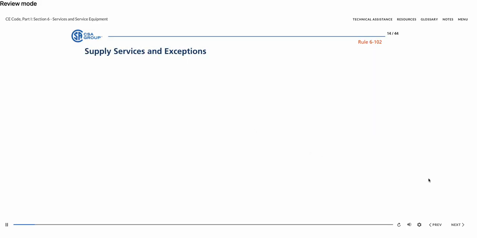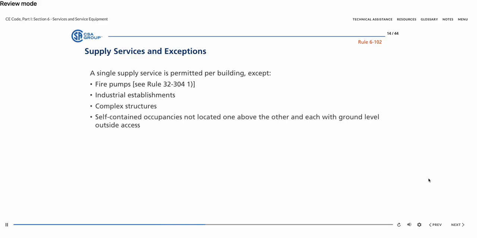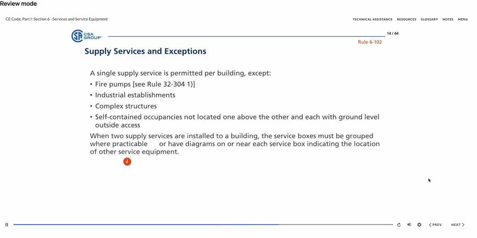The code is very clear on the number of supply services permitted. A single building is to only have one supply service except for fire pumps, industrial establishments, complex structures, or self-contained occupancies not located one above the other and each with ground-level outside access. If two supply services are installed to a building, the service boxes must be grouped where practicable, or have diagrams on or near each service box indicating the location of other service equipment.